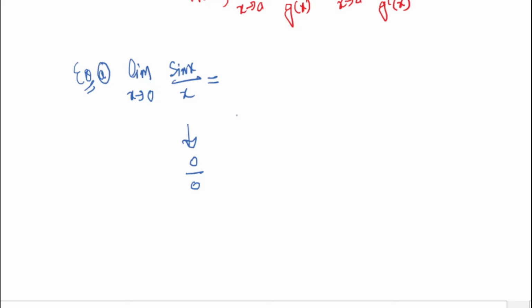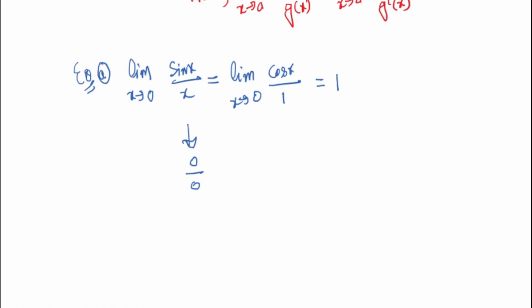Now we go for the second property, where we know that g(x) is not equal to 0. First we will differentiate the numerator and denominator. So limit x tends to 0, this is going to be cos x upon 1, since the differentiation of sin x is cos x, and the differentiation of x is 1. If we put x equal to 0, then cos 0 is 1, and 1 upon 1 becomes 1.